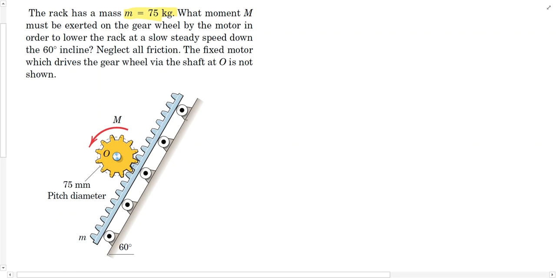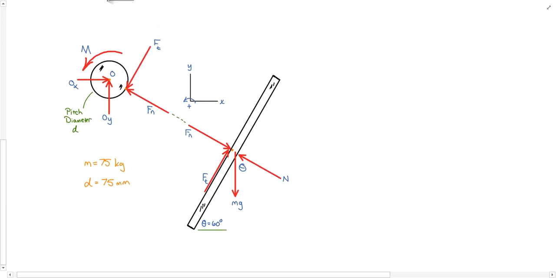Alright, so we can work this problem in a number of ways. I'm going to work it in a way that I think is the most easily understood by a student. We can draw a free body diagram of the gear, and then we can draw a free body diagram of the rack and show the forces of interaction that would occur between these mating teeth.